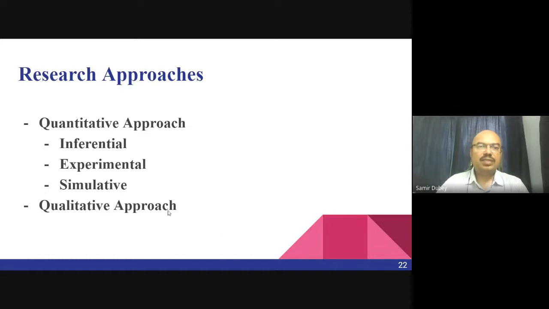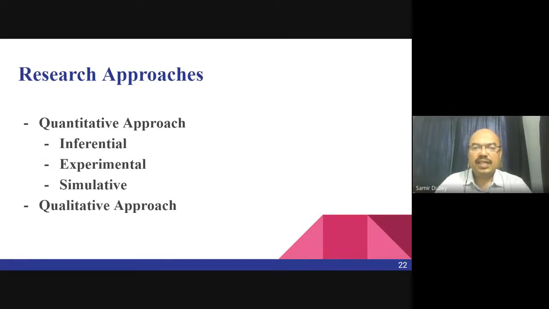Then there come research approaches. Whenever we conduct research, we have two different types of research approaches: the quantitative approach and the qualitative approach. These are the two different types of approaches. The quantitative approach involves generation of data.